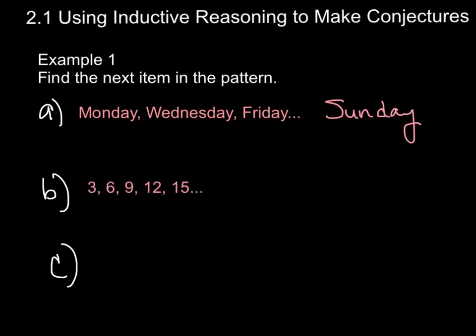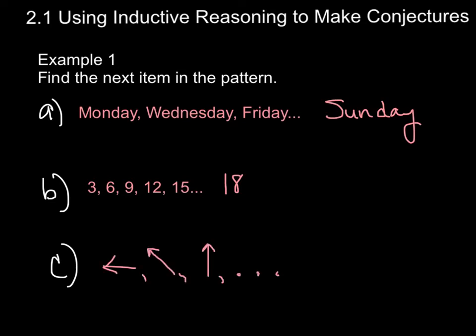Find the next term in this pattern. 3, 6, 9, 12, 15. What's the next number? Hopefully you figure out it should be 18. How'd you get that? We're talking about multiples of 3. Since we're talking about multiples of 3, the next number would be 18.